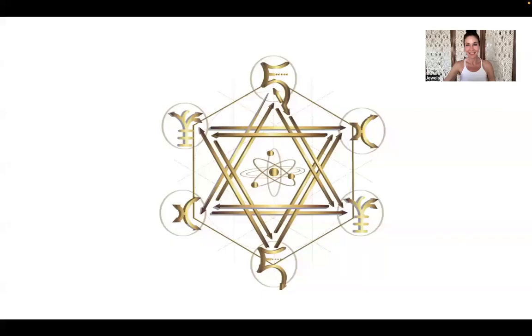Blessings, quantum family. This is the DMT or DNA activation for the architect or the producer. So if you're looking to tap into the consciousness of creating a blueprint of your creation, this activation is for you. Okay, let's get started.